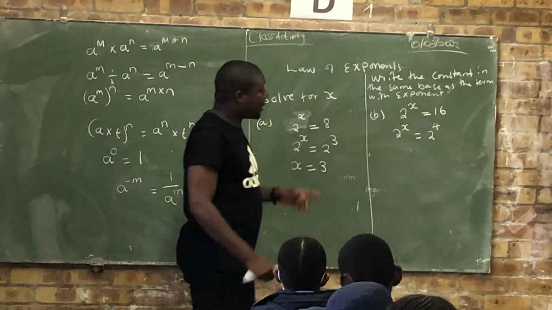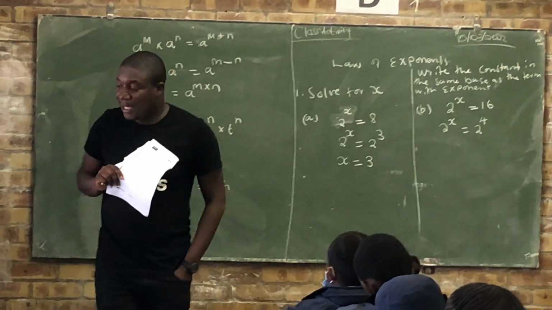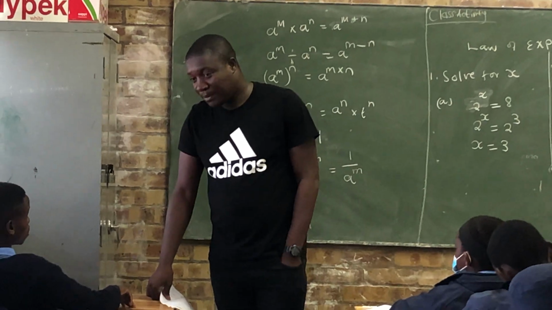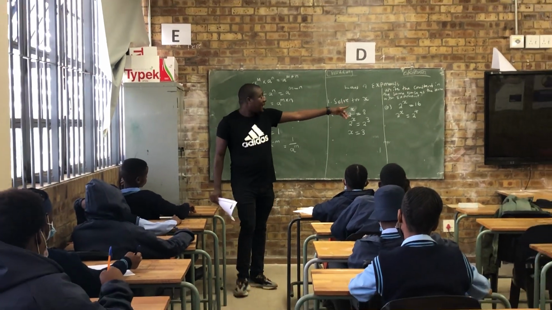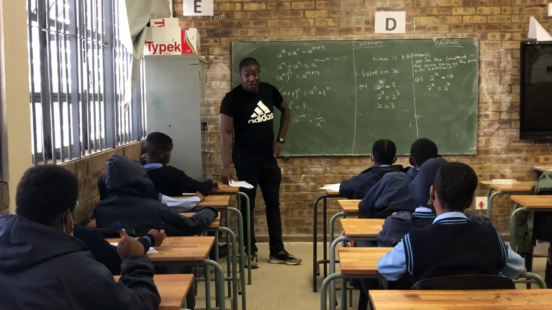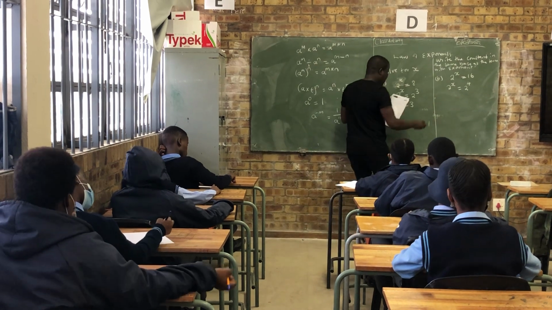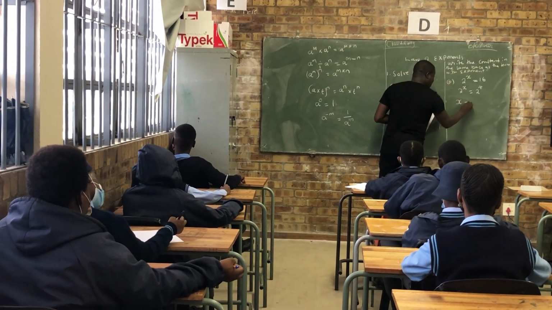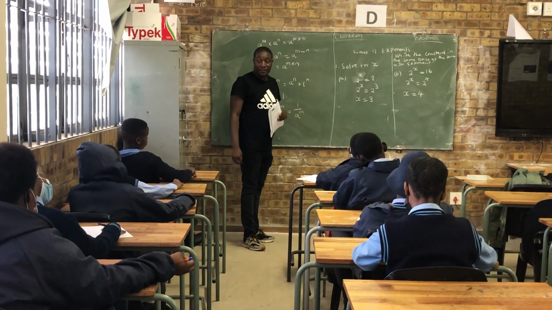That's the first step. And the second step, we equate the exponents. What are the exponents? It's x and 4. We equate x and 4. X is equal to 4. So that's how we do it again.